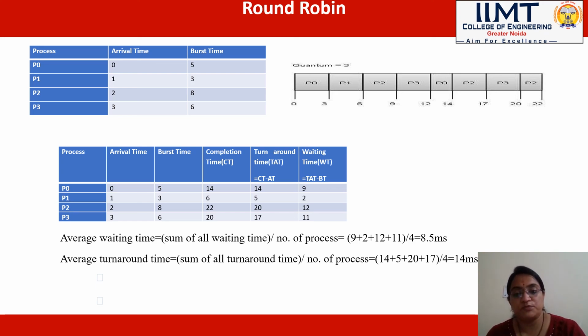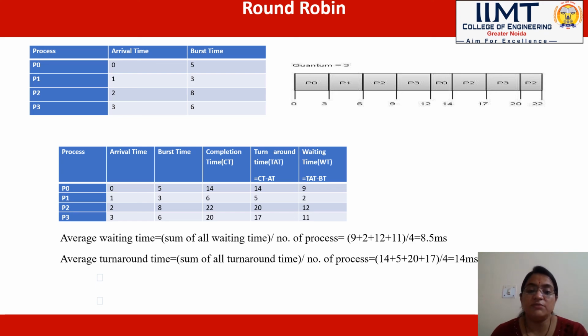When P3 executes for 3 seconds, we allocate the CPU to process P0. After that, P0 wants only 2 more seconds because 3 seconds have already executed, and after completion of P0, we allocate the CPU to process P2. After that, we allocate the CPU to process P3, and at last we allocate the CPU to process P2.